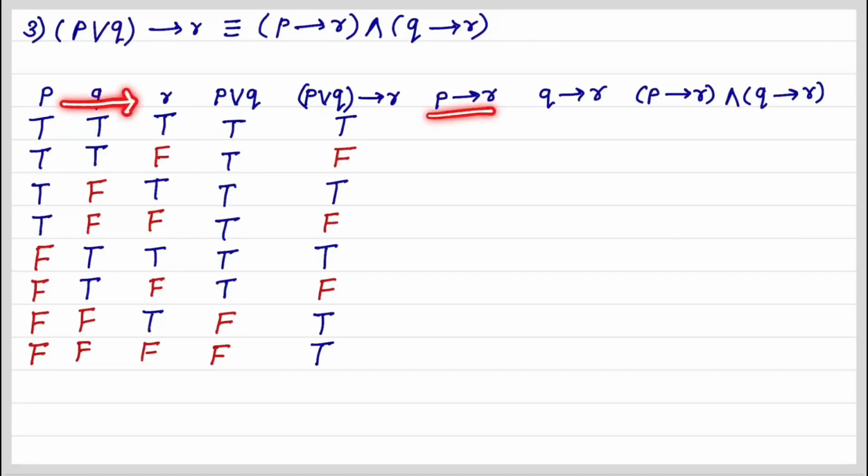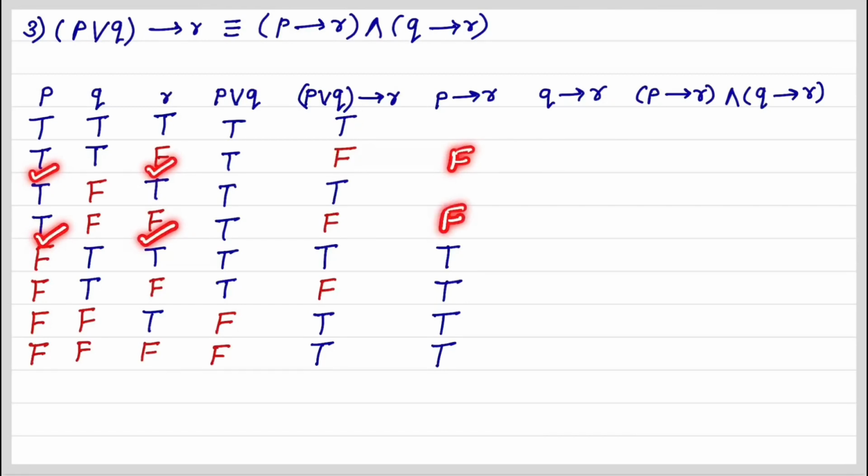Then we have to take P implies R. Same rule, first statement true, second false, then implication is false. For P, last four values are false. Therefore, their implication with R is always true. Last four entries are always true. Then see the second entry. Second and fourth entry will be false, because P is true and R is false. Therefore, these two entries are false and all other entries are true.